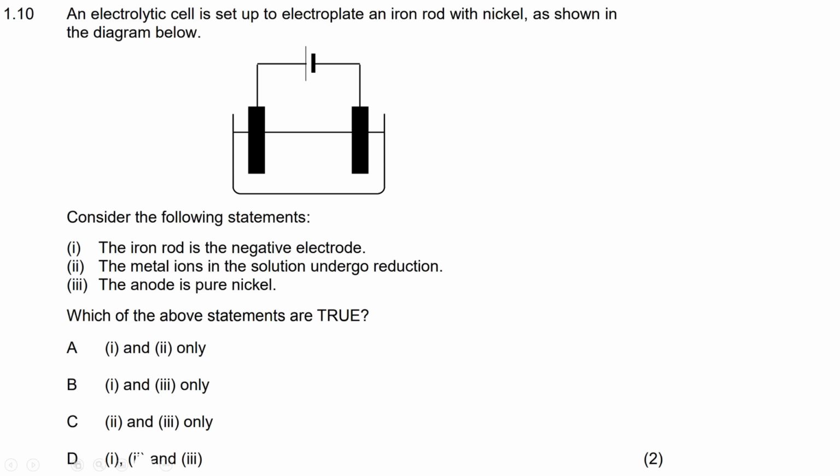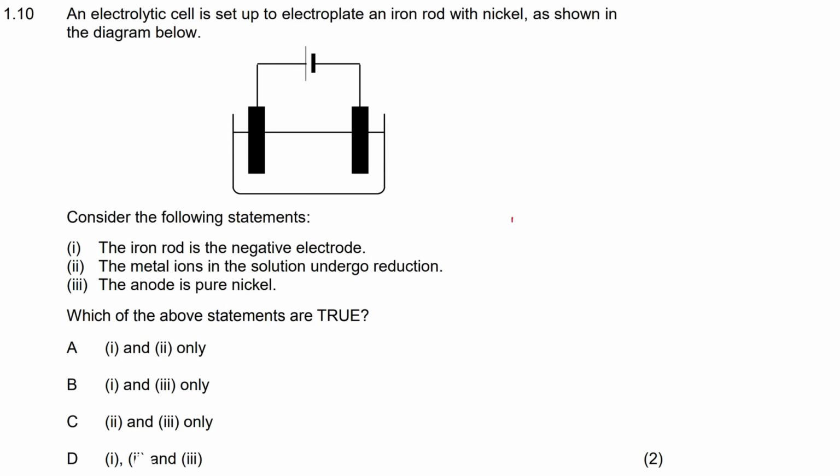An electrolytic cell is set up to electroplate an iron rod with nickel. Okay, an electrolytic cell set up to electroplate an iron rod with nickel, as shown in the diagram below. Consider the following statements. Okay, so the iron rod is the negative, the metal ions undergo reduction, the anode is pure nickel.